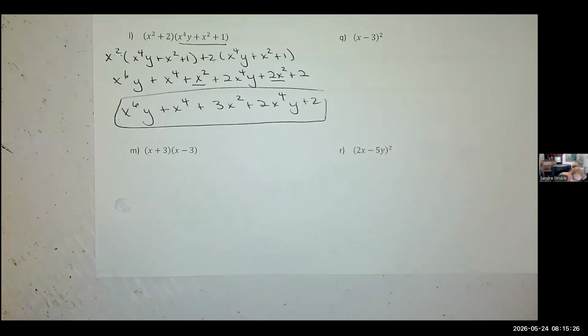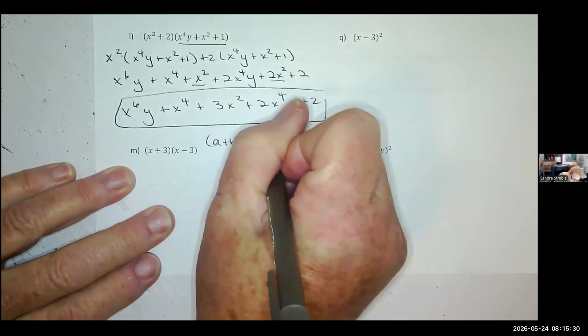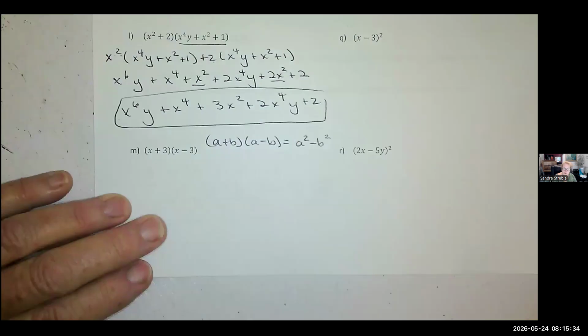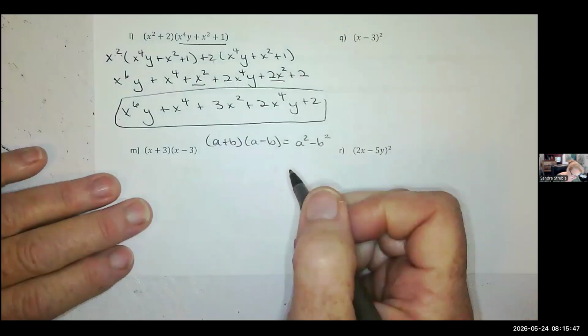a plus b, a minus b will give us a squared minus b squared when they're exactly the same, but one's positive and one's negative. You square the first minus square the last. That is the trick for this. You could also FOIL, box, or distribute, and you'll get the same exact thing.